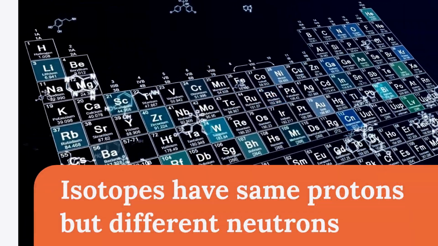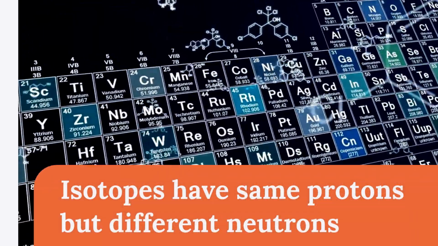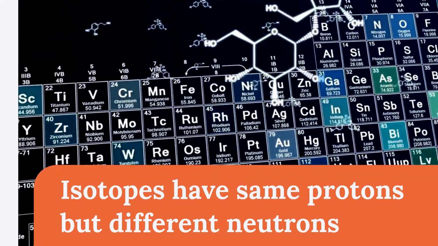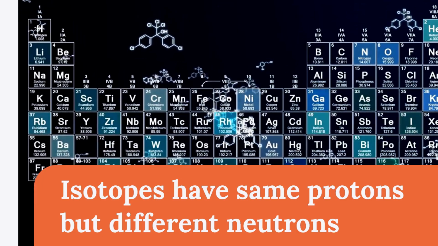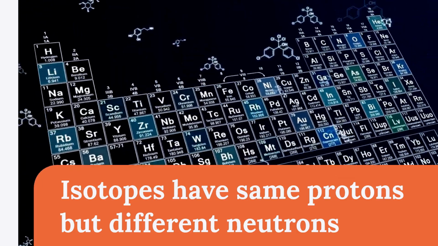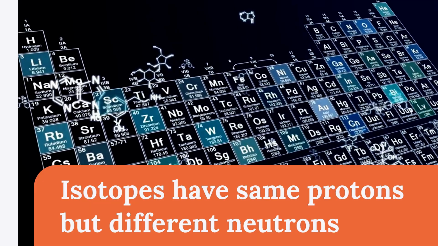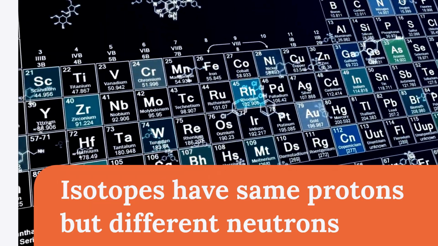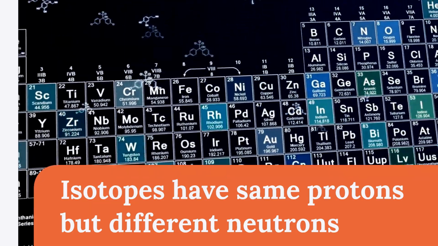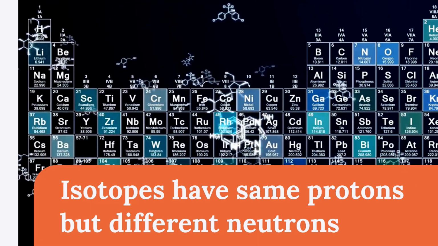Isotopes have the same number of protons but different neutrons. They share chemical properties but differ physically. Isotopes have the same atomic number but varied mass numbers. Relative atomic mass averages isotopes' masses. It accounts for natural abundance.